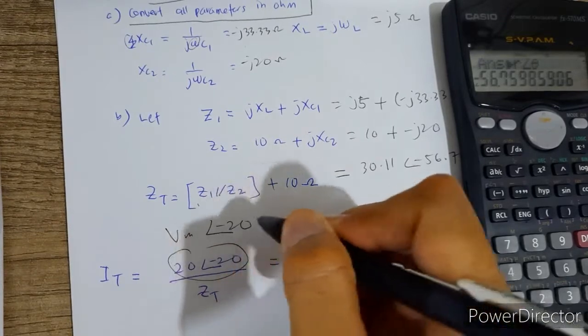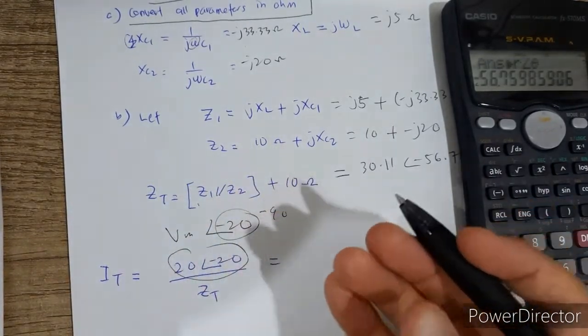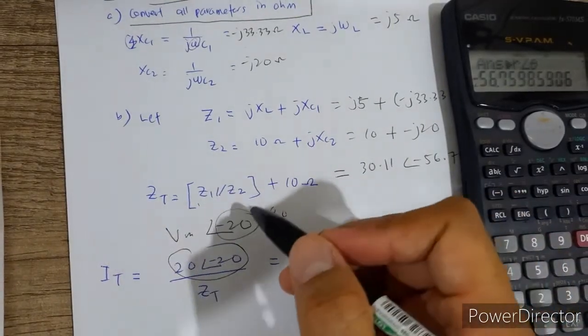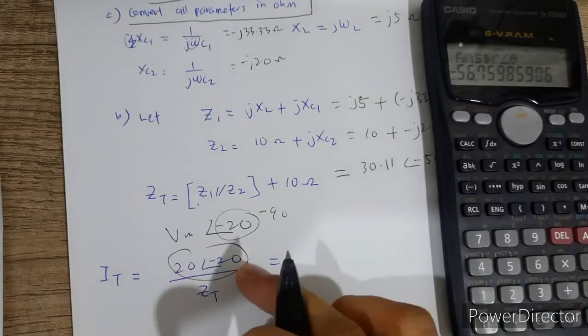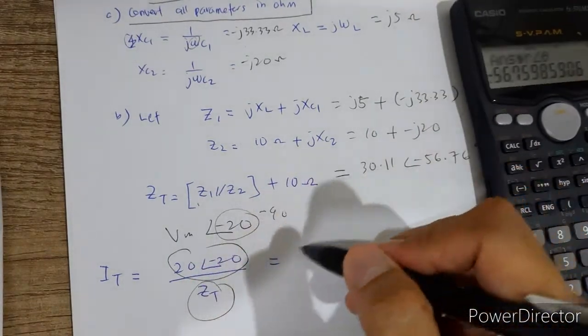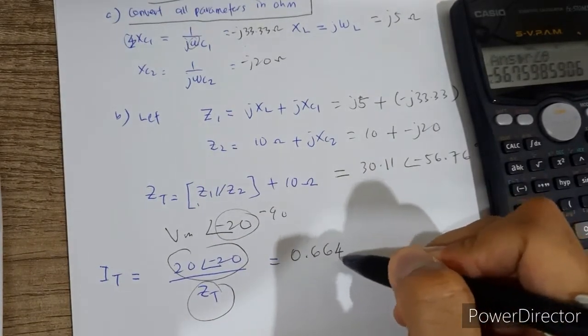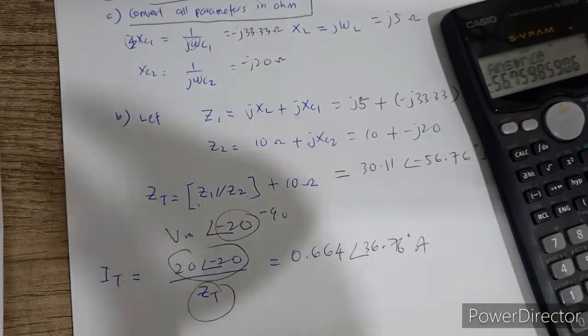To determine I total, remember this is Vm with the angle of negative 20. This is after we minus 90 degrees, because our function is in sine, so we have to convert in terms of cos. So 20 with the angle of negative 20 divided by Z total, you will get I total is 0.66 with angle of 36.76 ampere.